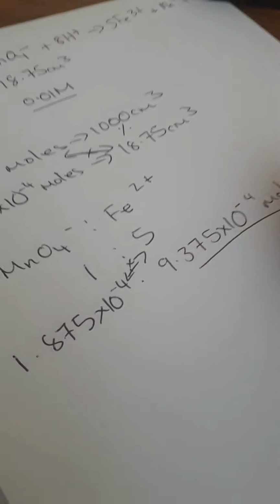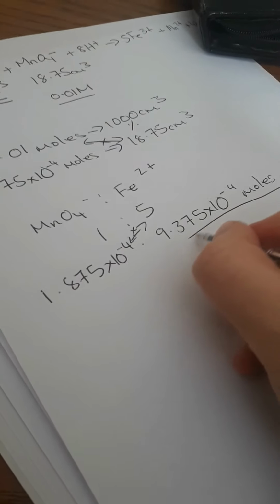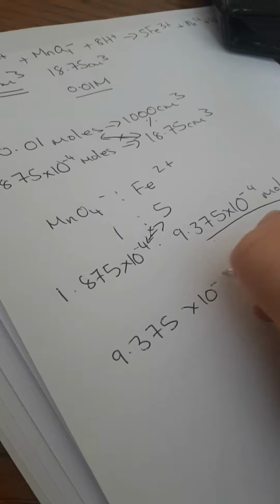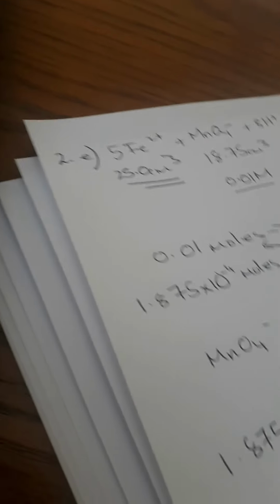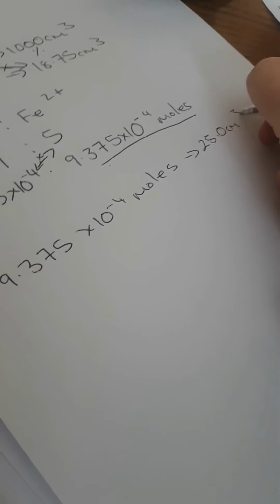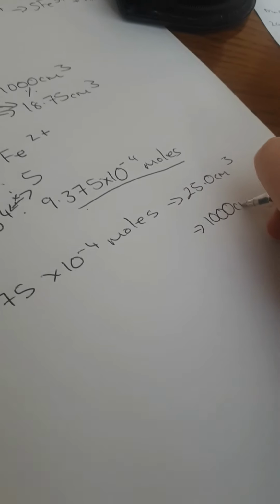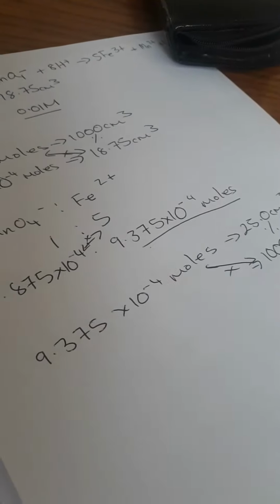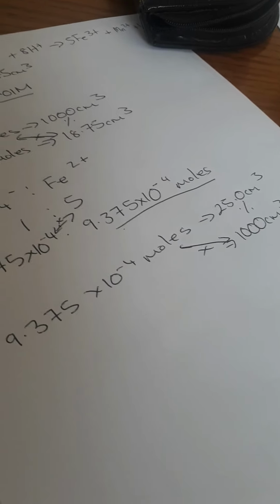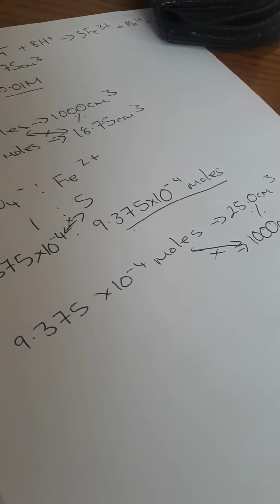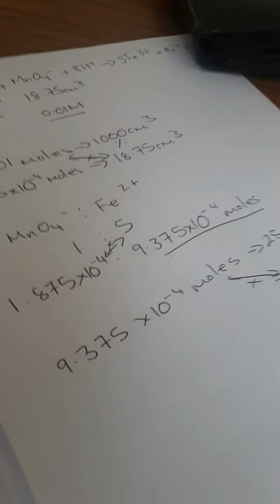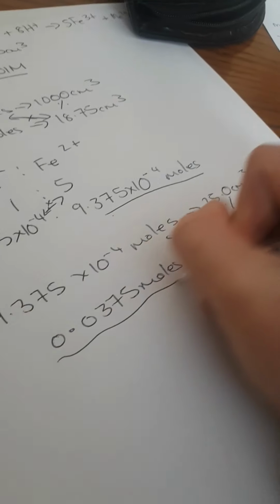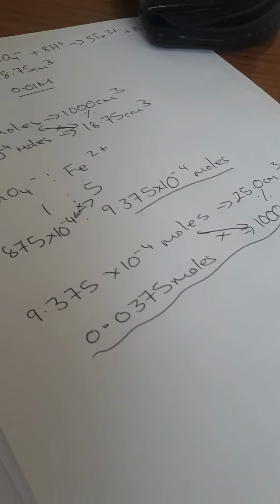If I look at the question, I'm asked for my number of moles of Fe2+ in moles per litre. So that's 9.375 by 10 to the minus 4 moles, but in the question I'm told that that is in 25 centimeters cubed. So I need to work out how much is in moles per litre. Again, multiply by what I know, and divide by the bit left over. So 9.375 by 10 to the minus 4 multiplied by 1,000 divided by 25 gives me an answer of 0.0375 moles of Fe2+ per litre. So that's my answer to part 1.